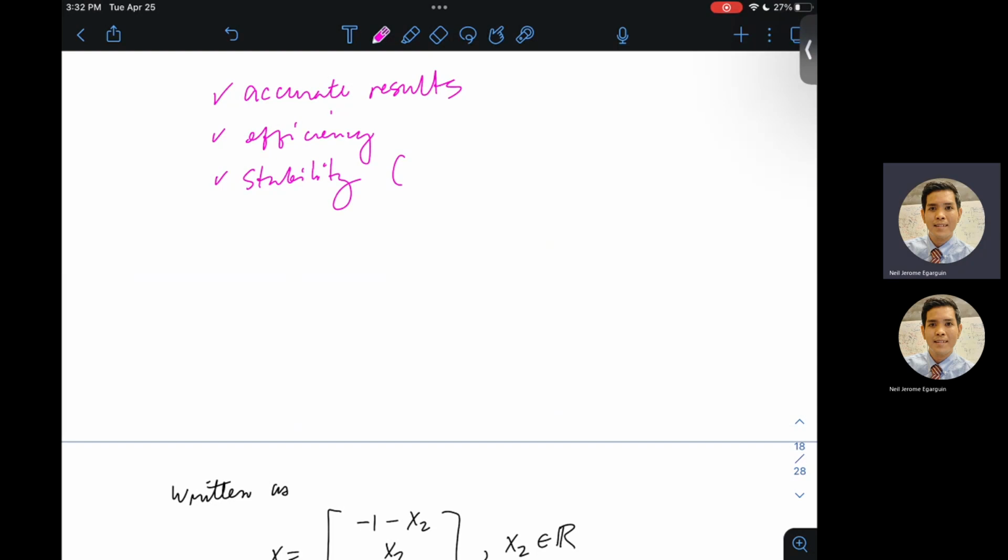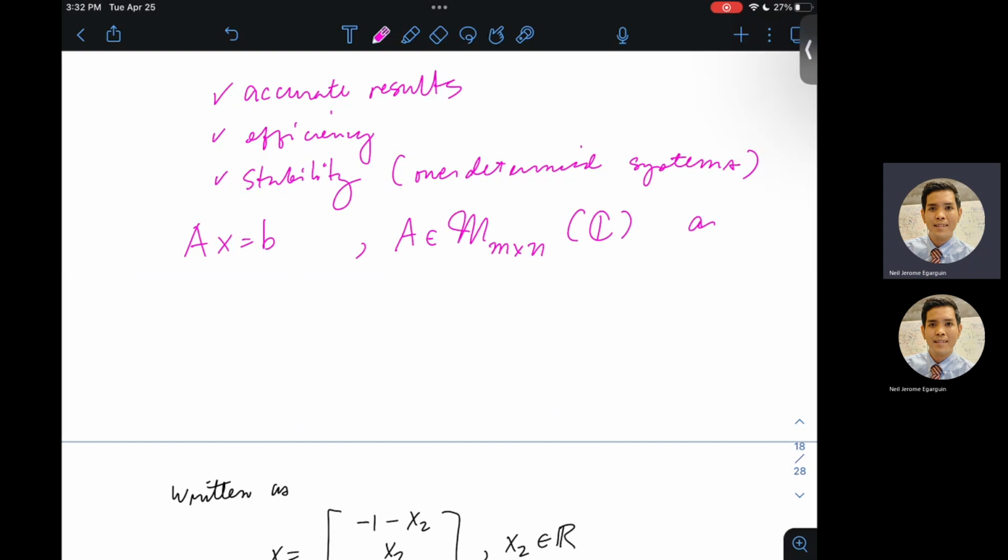especially for overdetermined systems. These are the systems wherein there are more rows than columns. There are more equations than variables or degrees of freedom. So if you go back to AX equals B, we will now consider the problems when A is M by N. It has M rows and N columns, maybe complex entries, and M is much greater than N. Essentially, we have a lot more rows than columns.